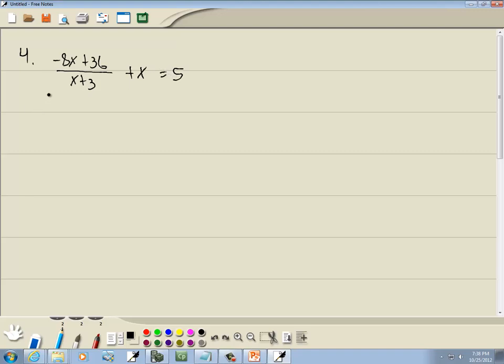Step 1, factor all of our denominators. There's nothing to factor here. We just got x plus 3. So step 2, figure out our LCM. We only have one denominator, so that is our LCM. So we're going to multiply everything by x plus 3. When I say everything, I'm talking about what's separated by pluses and minuses and equals. Now this fraction is considered 1, so I'm going to multiply it times that.